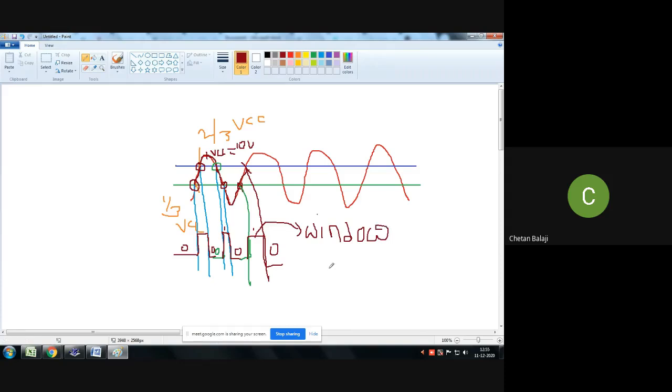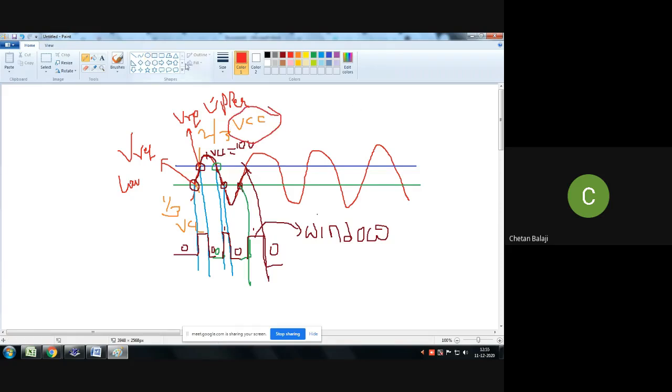Since it will have 2 levels, this point is called V reference lower, and this point is called V reference upper, because it is the upper voltage. We will have 2 voltages, a lower reference voltage and an upper reference voltage. So what is that reference voltage? That depends upon my VCC.